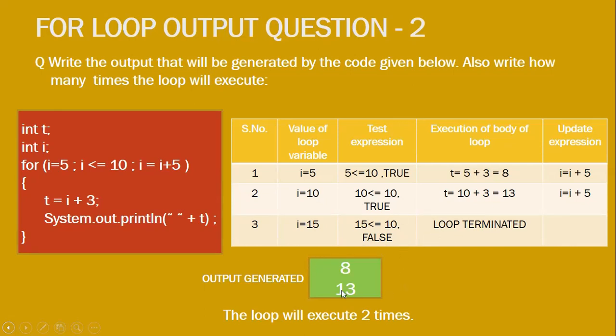So this will be the output generated. And as there are two iterations in this loop, 1 and 2, the loop will execute 2 times. So if you make a table like this, it is very easy to understand all the steps of the loop, and you will never go wrong.